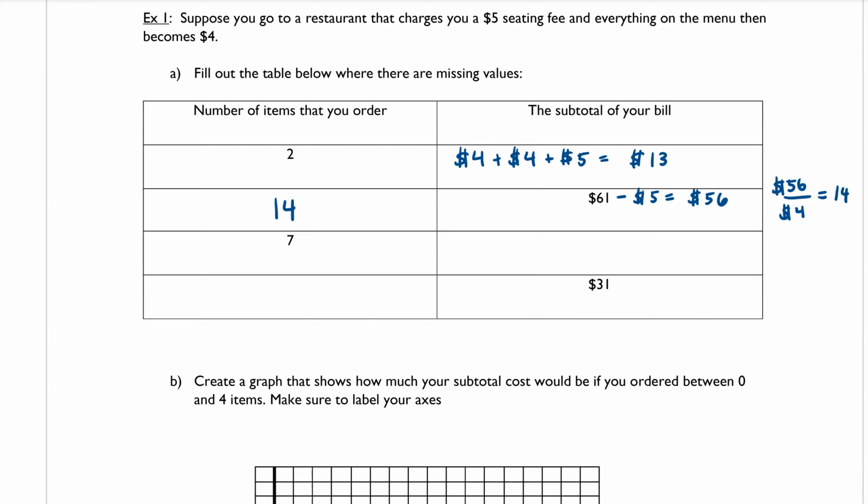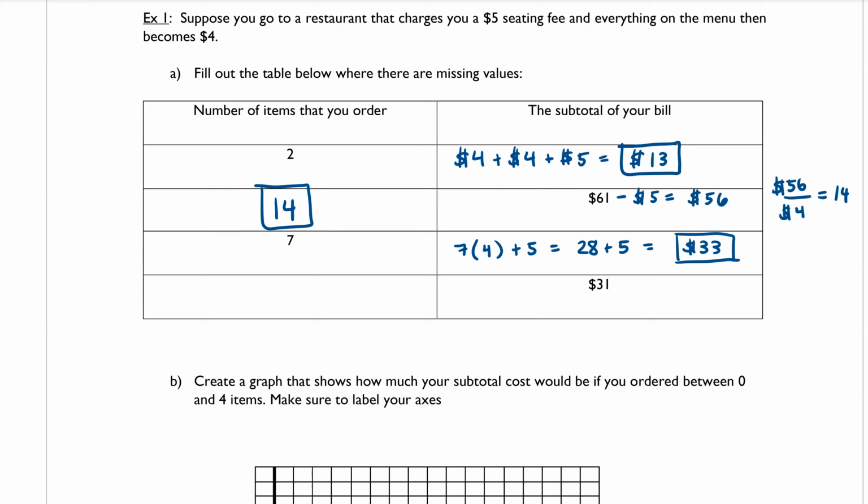Okay, so 7 items at $4 per item. Instead of adding up 4 7 times, that is equivalent to multiplication. So we could say 7 times 4, and then we could add the $5 seating fee. So 7 times 4 is 28 plus 5, and that ends up being $33. I'm just going to box the ones that we fill in and box our final answer.